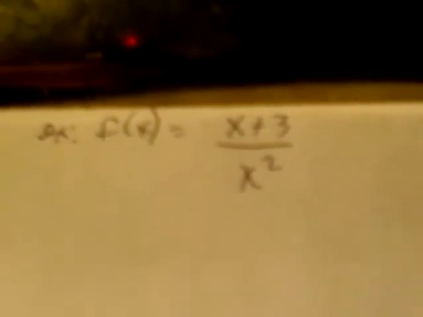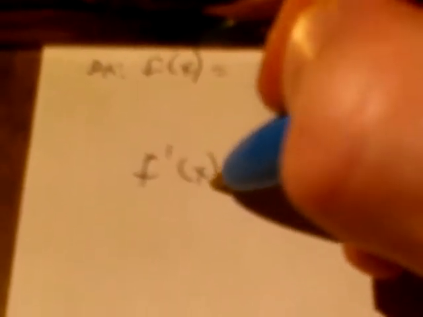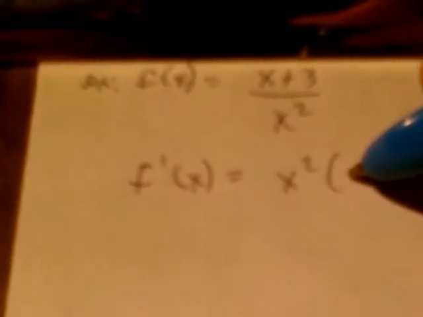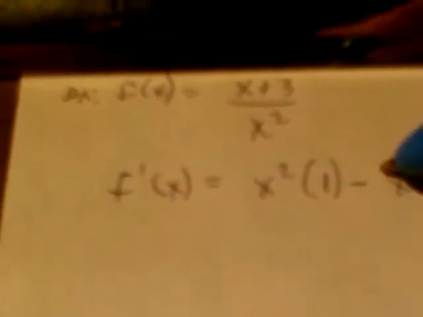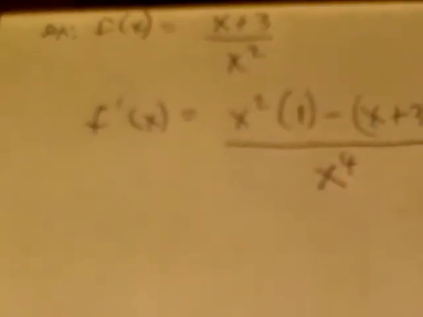So here is a problem in which we have a quotient rule. So we are again just going to set the first derivative equal to 0, but of course we know we have an x squared in the denominator, so that means we're going to have to worry about where we are undefined. So we get f prime of x equals x squared times 1 minus x plus 3 times x over x to the 4th. Just doing our quotient rule.